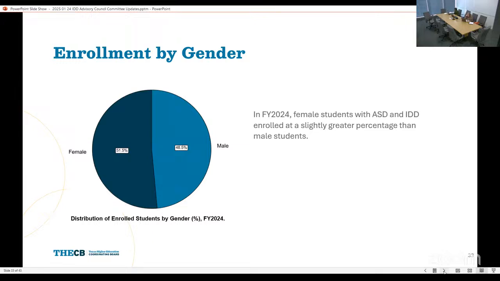Enrollment by gender, slightly more female. And that's true of all college populations right now. In FY 2024, female students with ASD and IDD enrolled at a slightly greater percentage than male students. Thank you. Next slide.